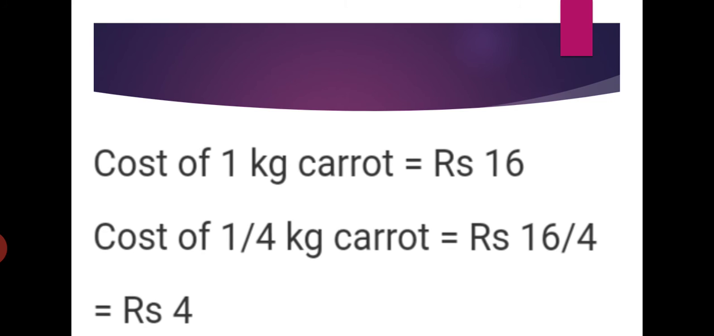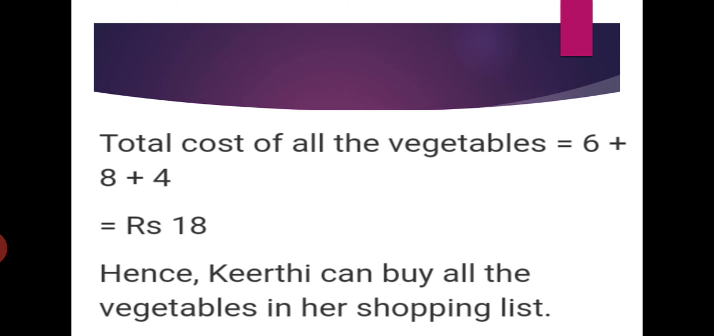टोटल कितना हो गया, कितना पैसा उसने यूज़ करा, 6 rupees for potato, 8 rupees for 2 kg pumpkin and 4 rupees for 1/4 kg carrots. तो 6 plus 8 plus 4 that is equal to 18. और कीर्ति के पास कितना पैसा था, yes, she has rupees 20 with her. Hence Kirti can buy all the vegetables in her shopping list.